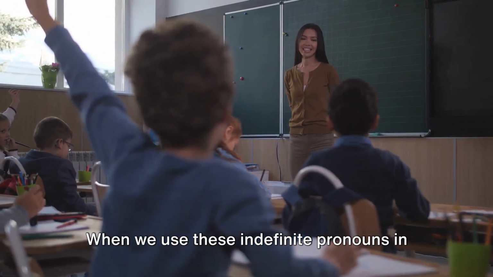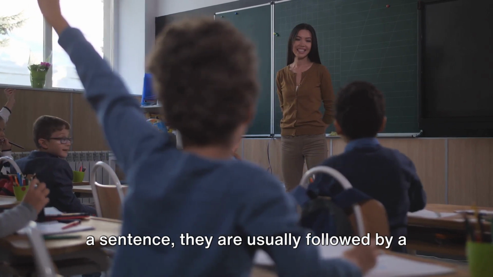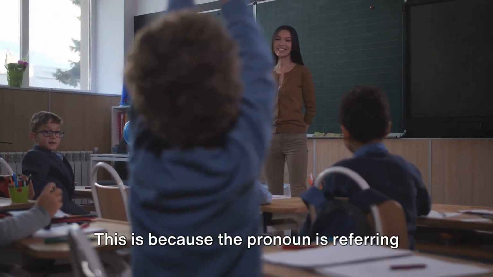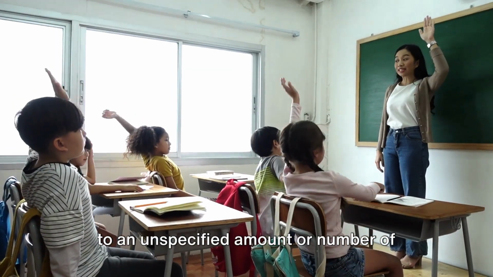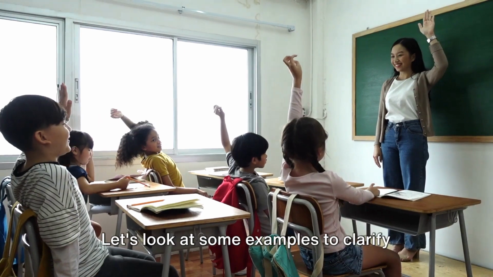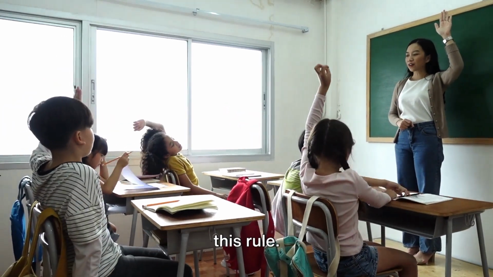When we use these indefinite pronouns in a sentence, they are usually followed by a singular verb. This is because the pronoun is referring to an unspecified amount or number of people or things, but it's still considered a singular entity. Let's look at some examples to clarify this rule.